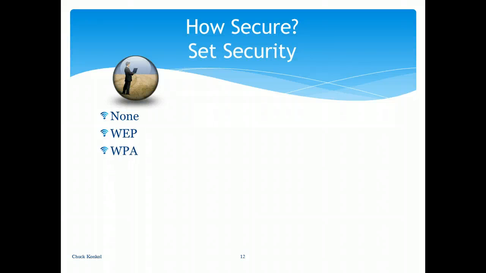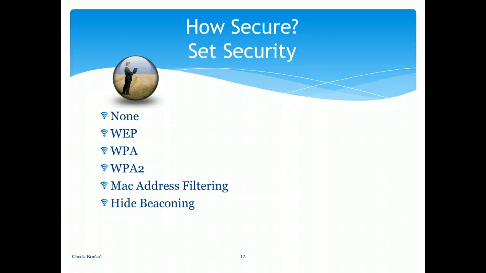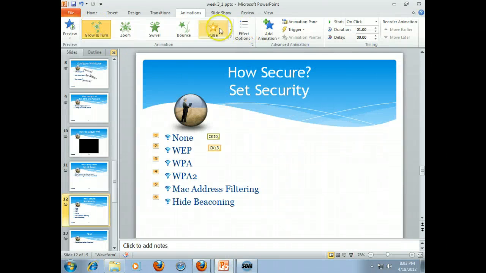And I'm hitting the space bar as these are coming in. WPA is the third way. WPA2 is the fourth way. MAC address filtering is the fifth way. And then finally, hide beaconing is the sixth way. All right? So that's the progressive disclosure as they're coming in to the slide. And I would recommend sticking with the defaults that are given to you. What I mean by that is these animations up here.